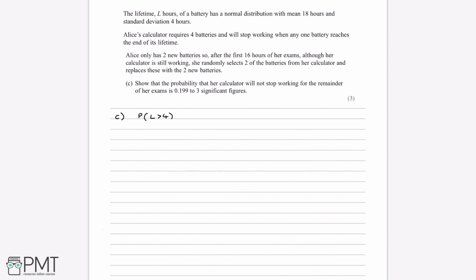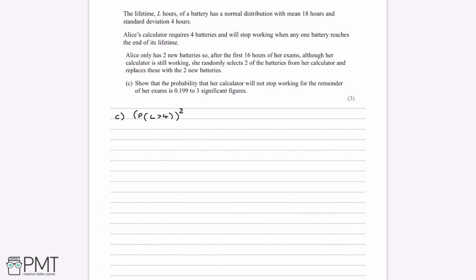So if this is for 1 battery, then for 2 batteries, because there are 2 new batteries, if the probability of each is that the lifetime is greater than 4, then we just need to multiply that again for the other battery, which we can also write as it being squared. So this is the 2 new batteries, because they each need to last for longer than 4 hours. L, the lifetime, needs to be more than 4 hours.